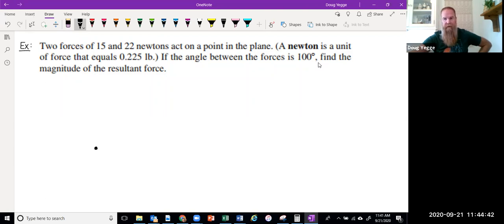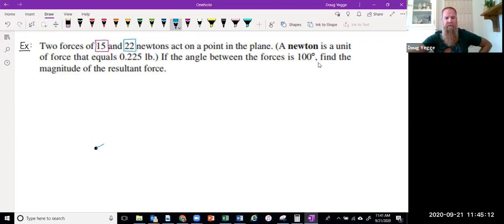Now, particularly if we think about it in terms of the number of pounds that are being pulled, a newton is approximately 0.225 pounds. But what we're seeing here is that this vector right here is going to be shorter than the vector at 22 newtons right here, because the larger the magnitude, the longer the vector. It said the angle between the vectors is 100 degrees.